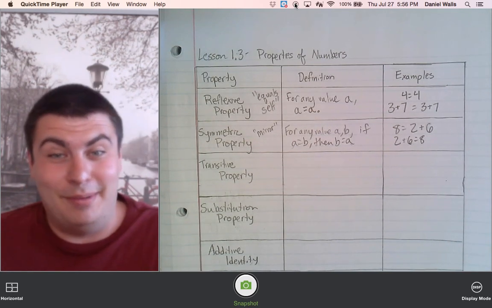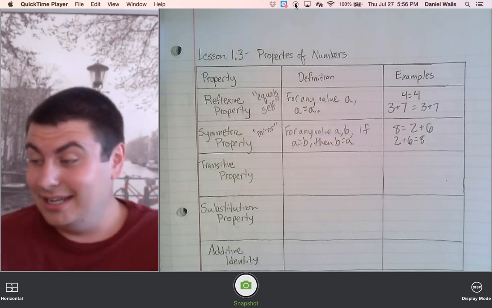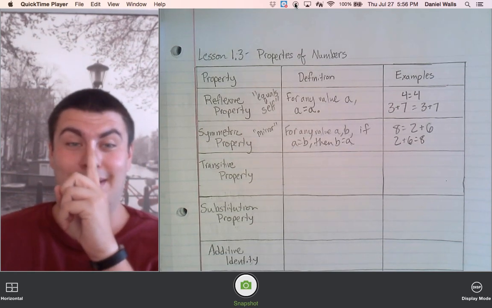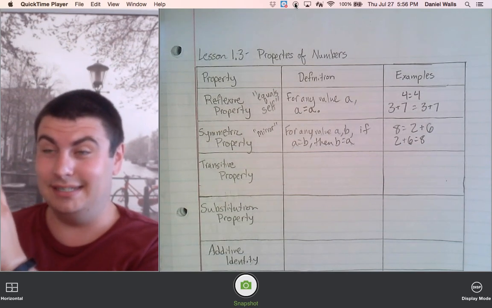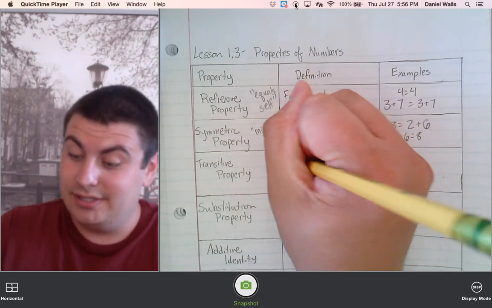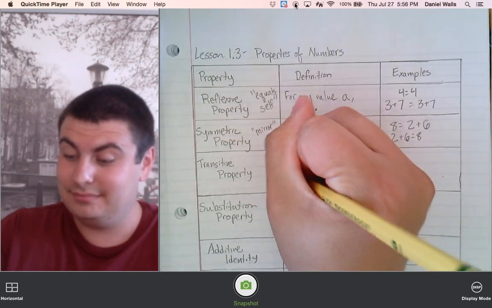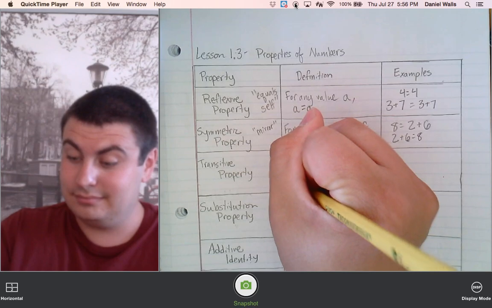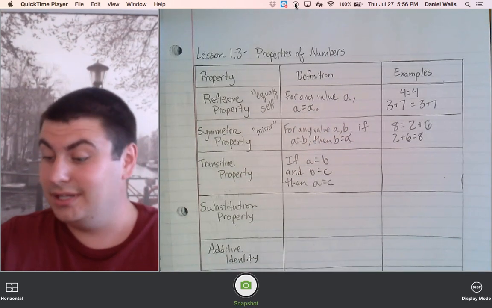The transitive property. The transitive property we probably all know and we've used in reasoning a lot. The transitive property says that if one quantity equals a second quantity, and if that second quantity equals a third quantity, then that first quantity equals that third quantity. So if a equals b and b equals c, then a equals c.